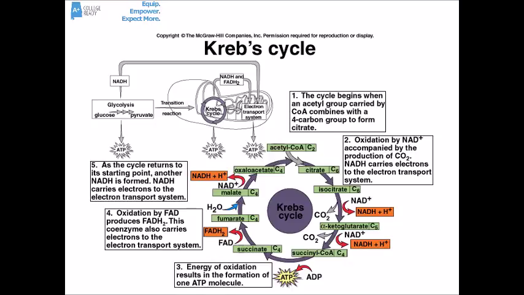Now, if you look at this diagram of the Krebs cycle, it's very complicated. You don't need to know all these steps. What you need to know is the process begins with a 2-carbon acetyl group attaching to a 4-carbon group. You don't need to know it's oxaloacetate, but those form a 6-carbon group called citrate. That's why Krebs cycle is sometimes called the citric acid cycle, because it essentially starts with 6-carbon citrate.